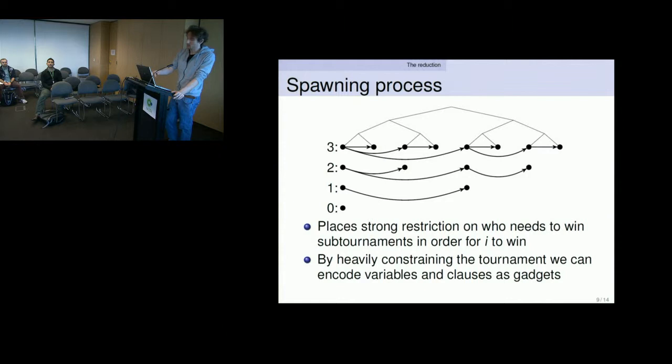And so in the spawning process we're generating new players step by step. At step 0 here, we're starting with player I, and at step 1, we've generated another player which player I beats. We do the same thing at step 2 and then at step 3, and we end up with this structure. What's useful about this structure is that it heavily constrains the draws in which I can win.